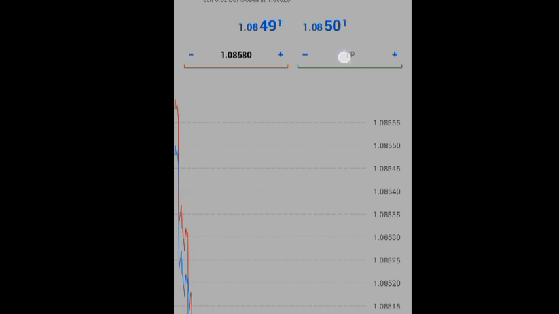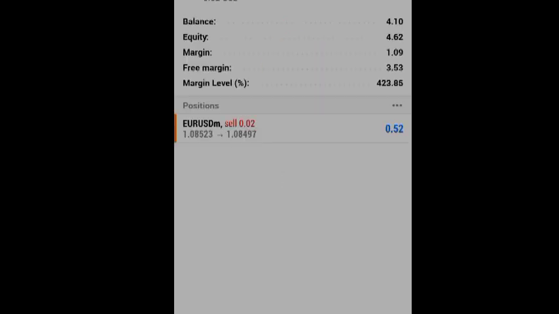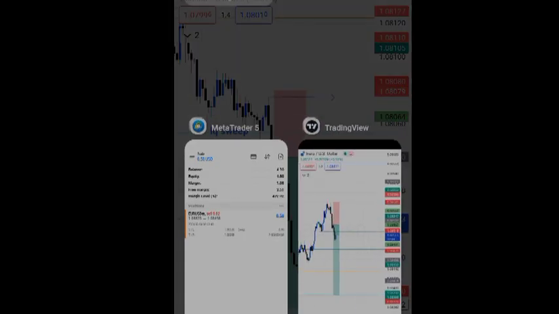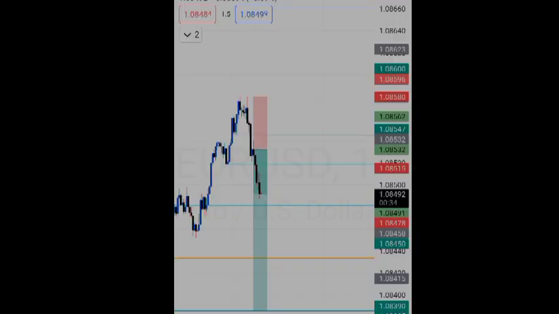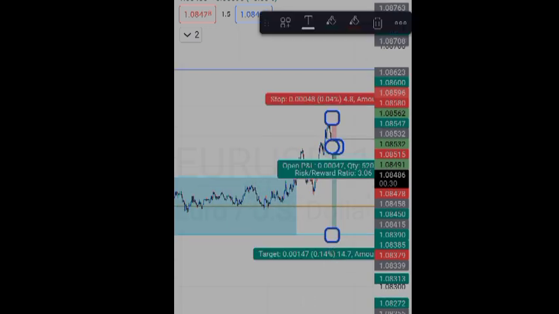So this one is 123R. This is a 5 pip stop loss trade. So that's why I entered 0.2, which is still $1 I'm risking. So this is the entry, 1.08523. I'm targeting the next low.